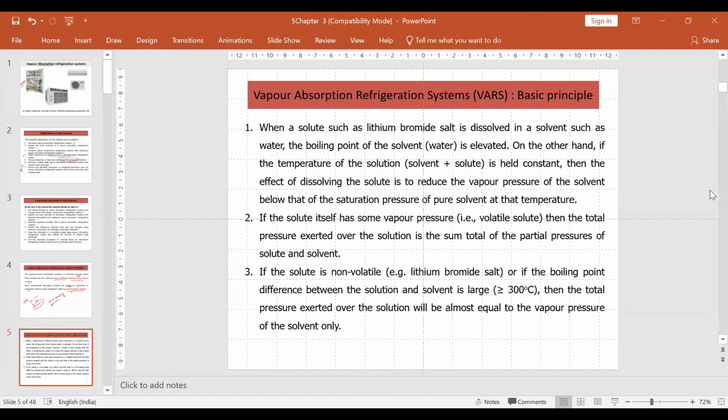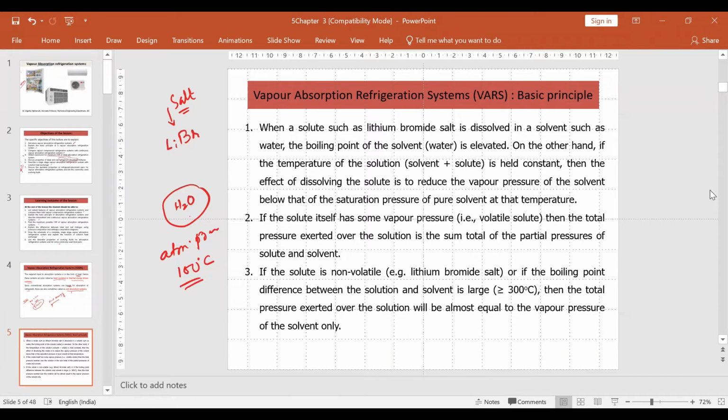Now here you see lithium bromide. Lithium bromide is a salt. And then next is the water. So in general, at atmospheric pressure, the water boils at 100 degrees centigrade. This is the boiling point of water.